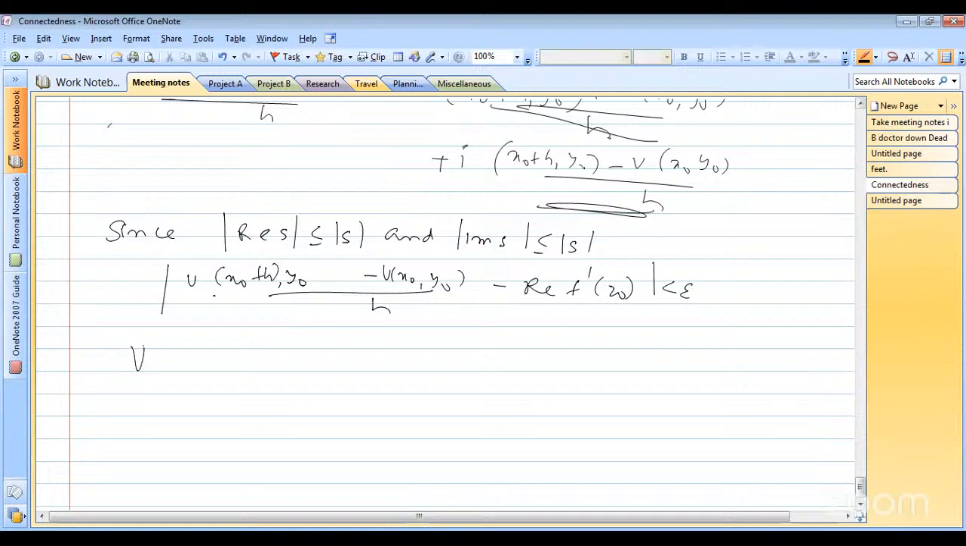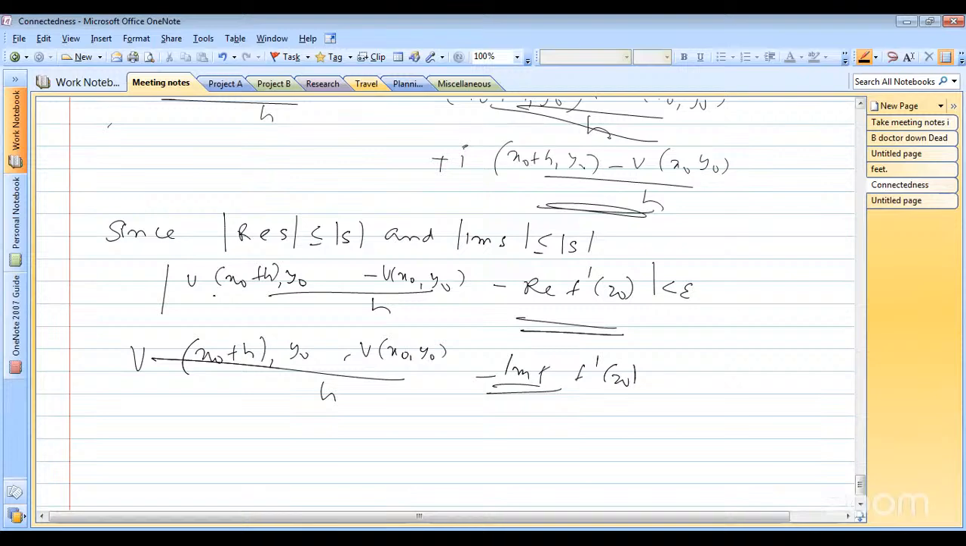Then v of x naught plus h, y naught, minus v of x naught, y naught. This is the imaginary part that I am giving you. This is the real part, this is the imaginary part, and both are less than epsilon whenever 0 is less than modulus of h less than delta.